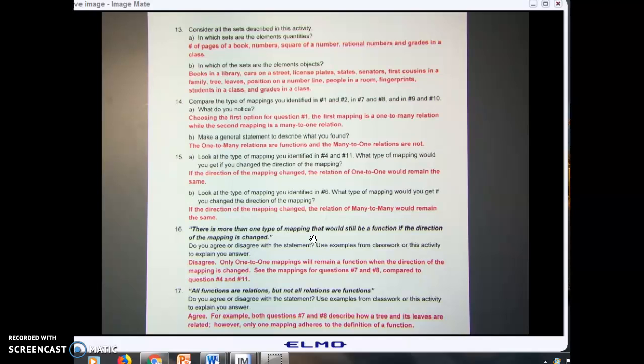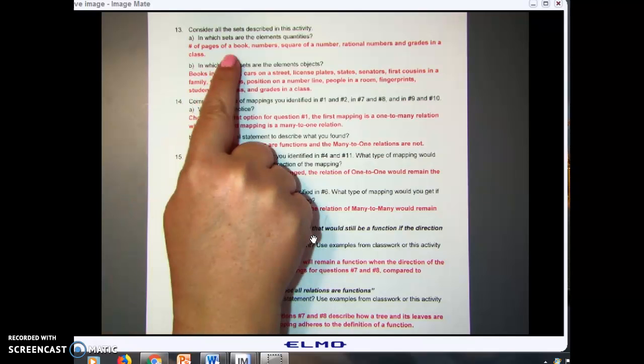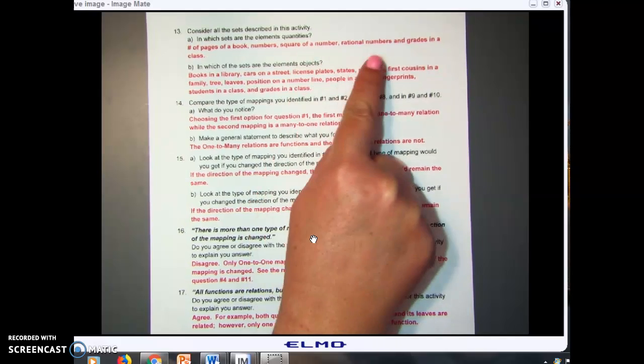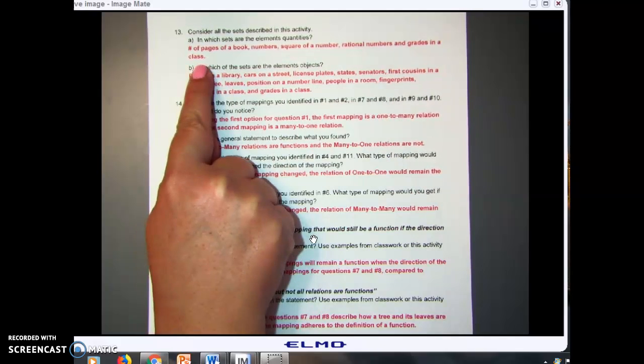So if we take a look at question number 13, it's asking about quantities versus objects. And we had a big discussion about this because it kind of depends on your point of view. So the ideas of quantities that I had were the number of pages in a book, numbers, the square of a number, rational numbers, and grades in a class.